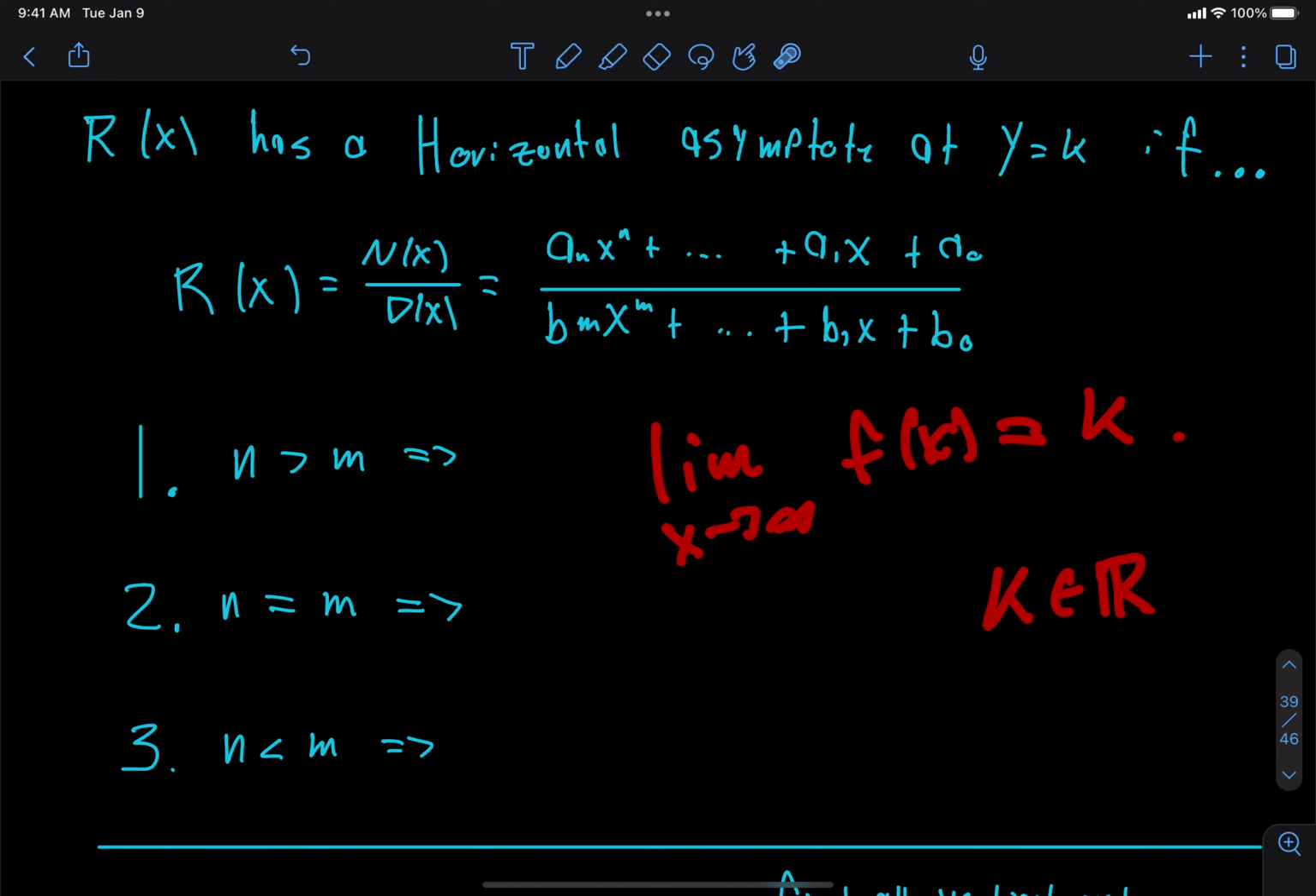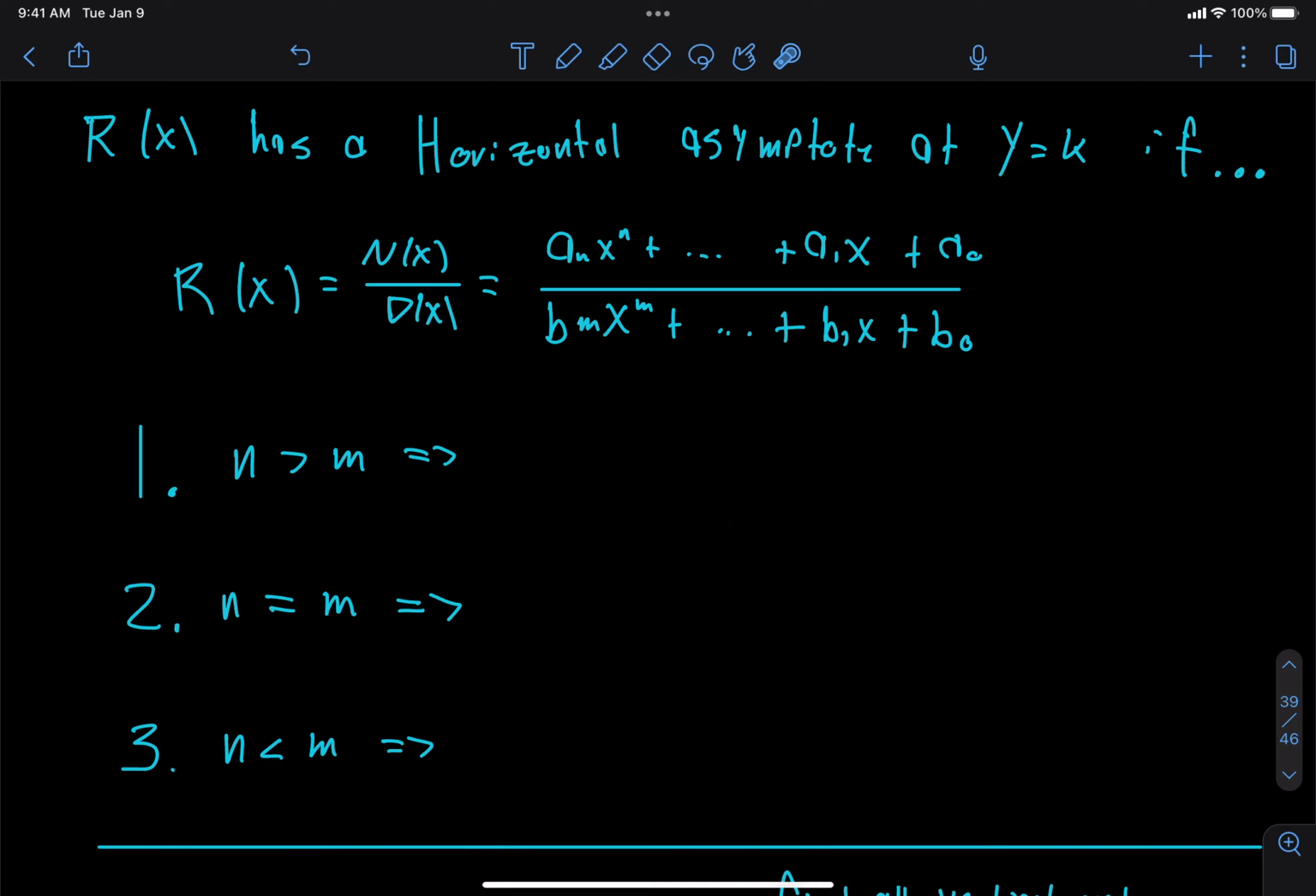Okay? So, here's what I want to say. We have a rational function, okay? A rational function has a horizontal asymptote at a given y value. So y equals k is going to be a line, right? What kind of line is it going to be?